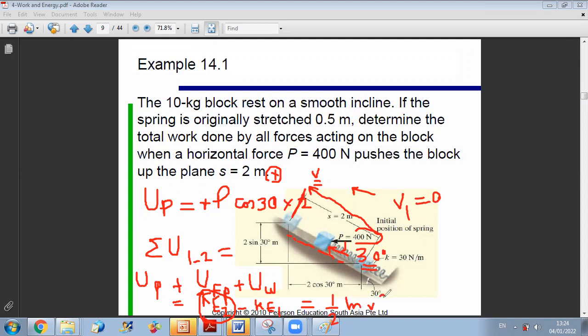Now, if they ask you at which location will the block stop, what should you do? You should say, I want to find what is the distance S required to stop my block, okay? You can write your equation. We'll do it together as an example. And we can find what value of S correspond to V equal to 0, okay? Any question on this part before we do the extra question?